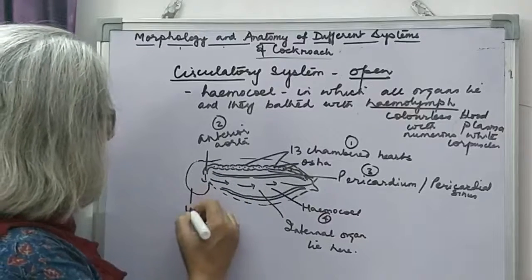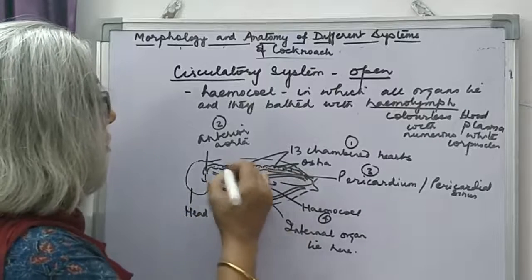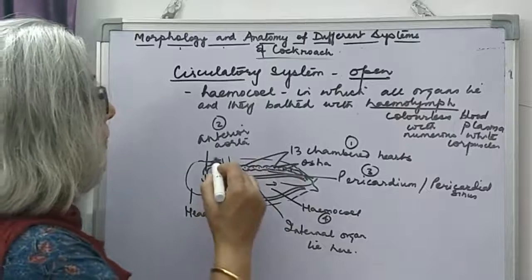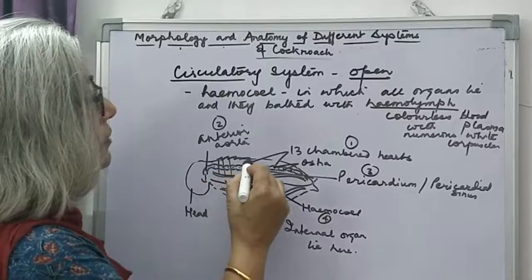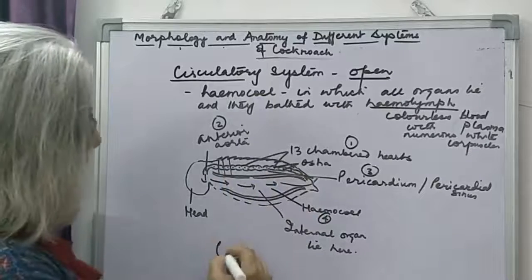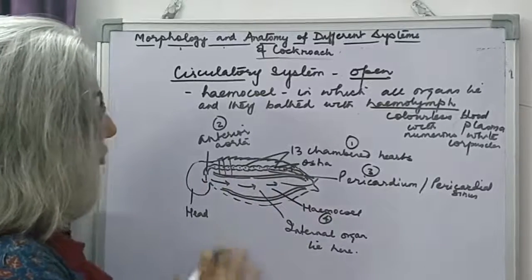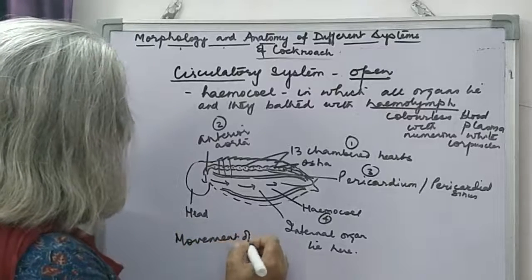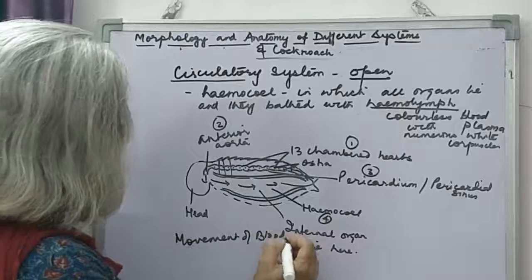This is the head region, and this is the abdomen, and 3 segments of the thorax, like this we have 10 segments. So this is the circulatory system of the cockroach. Now, movement of blood, as I told you, I've explained it to you, I'm writing it.